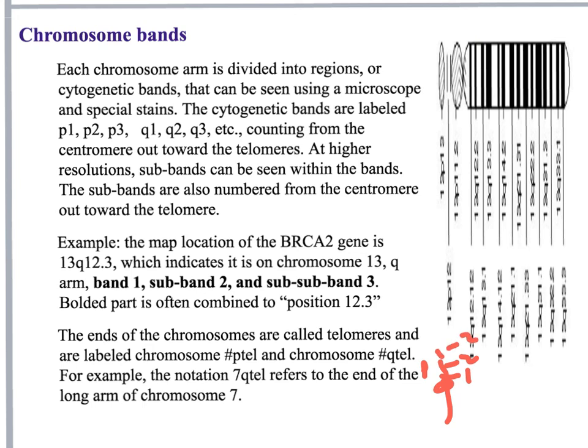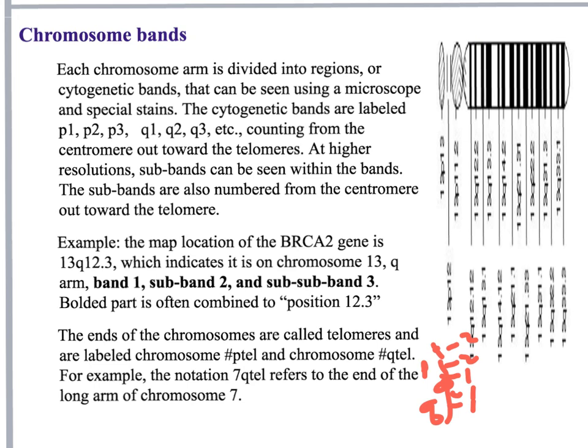So when you're real close to the centromere, that's one. And then you go to the Q arm and there's one there also. That would be Q1, Q2, etc. So you have P1 through 3 or however many you have, and Q1 through however many you have. And you count from the centromere out towards the telomeres. And remember that the telomeres are the little end caps on each chromosome. So at higher resolutions, you can also see subbands within each of these bands. And the subbands are also numbered from the centromere out towards the telomere.